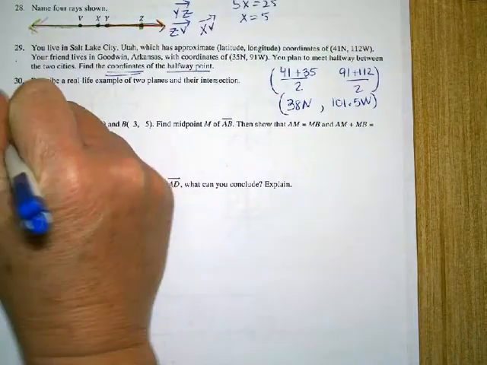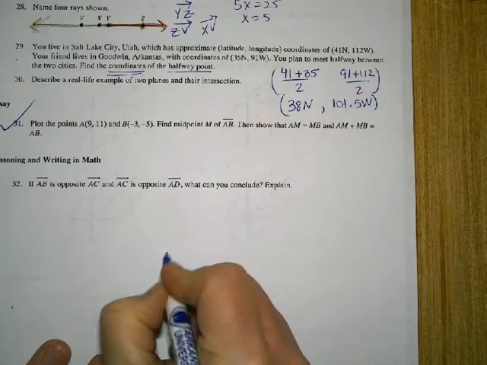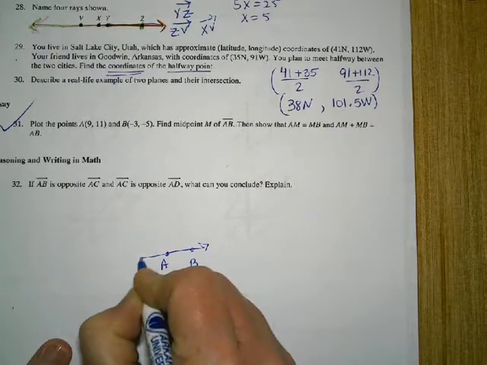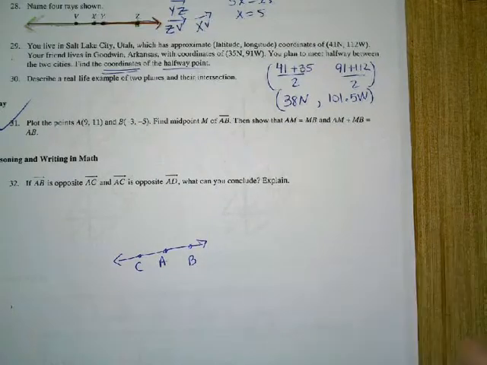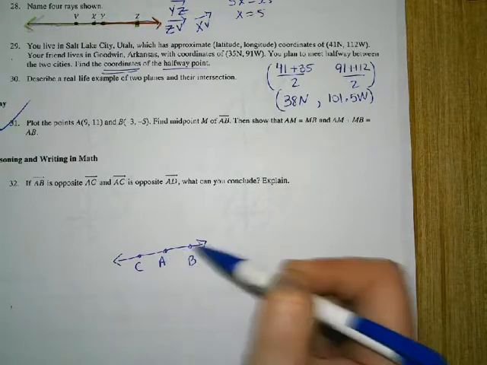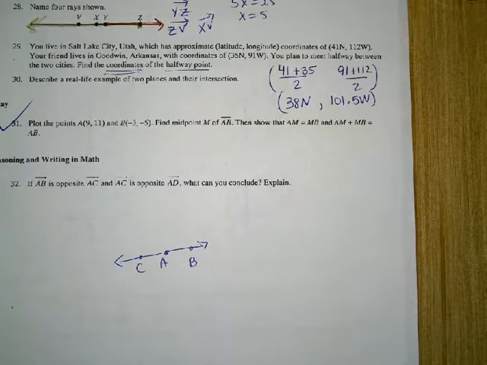We checked that one off our list. Let's talk about 32. If ray AB is opposite of ray AC, now this is what the picture looks like. There's AB, and there's AC. That's what they've said. AB is opposite AC, and AC is opposite AD. What can you conclude? Well, the question is, where are you going to put D?